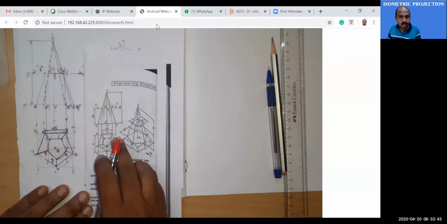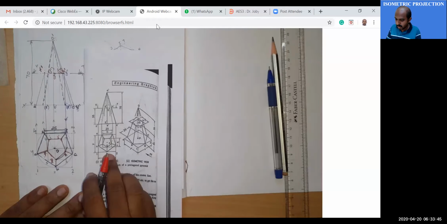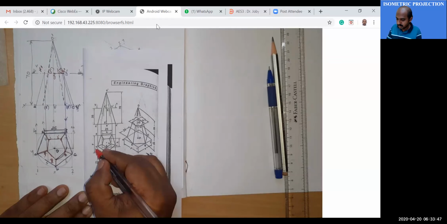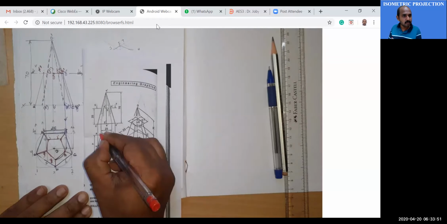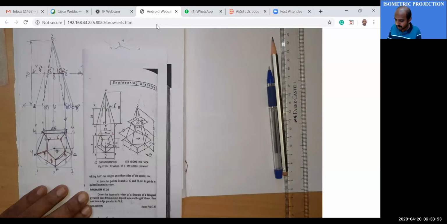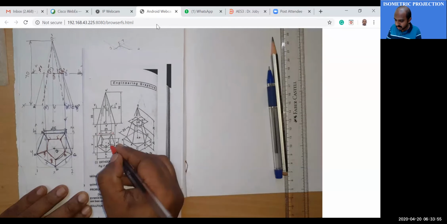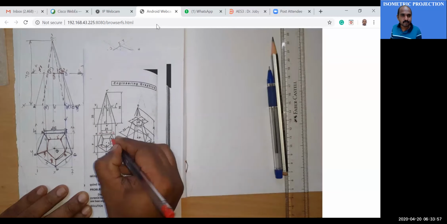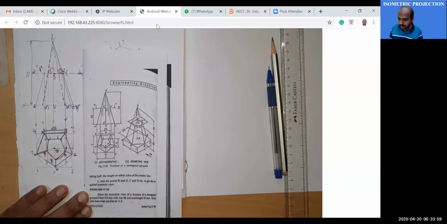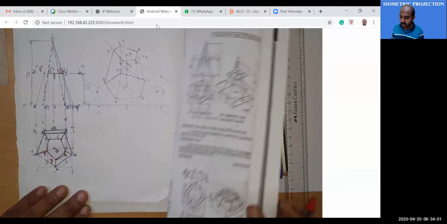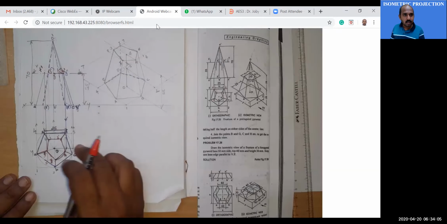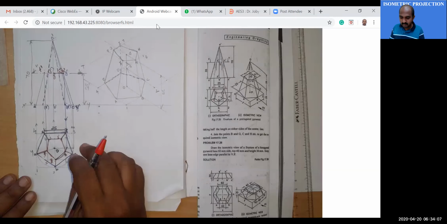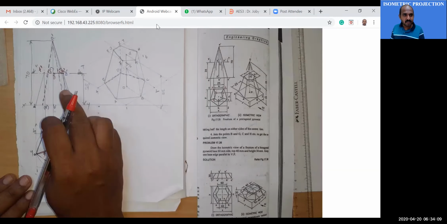A, B, this is your C. This is your D, and this is your E. On the top, this is your F, G, H, I, J. Okay. Now we completed the top view and the front view, and we mark the cutting plane. Then we got the frustum of the solid.